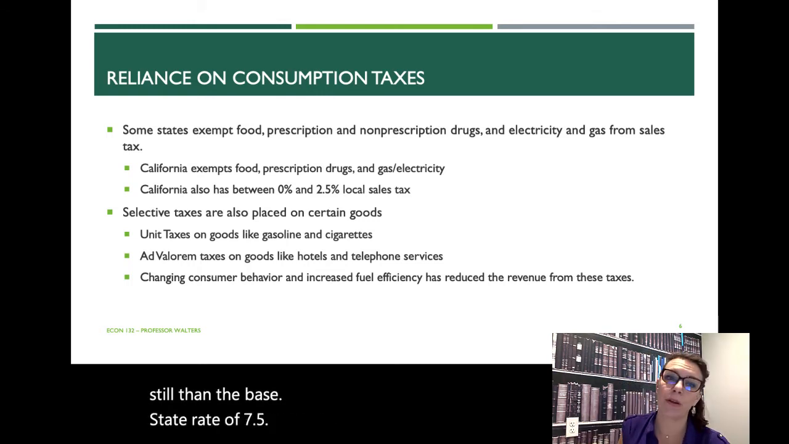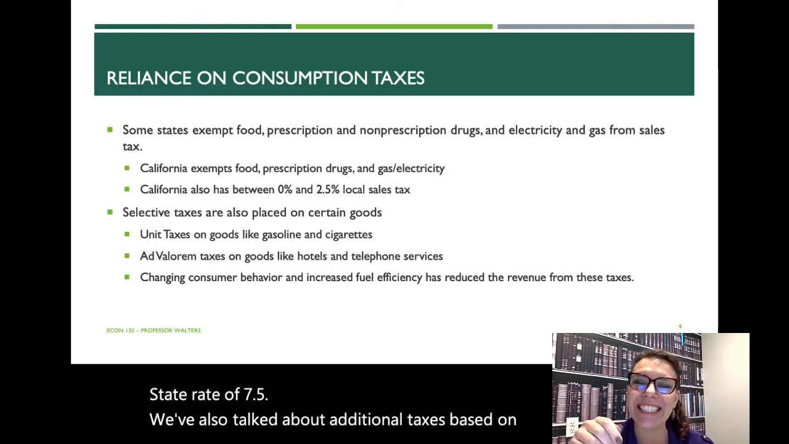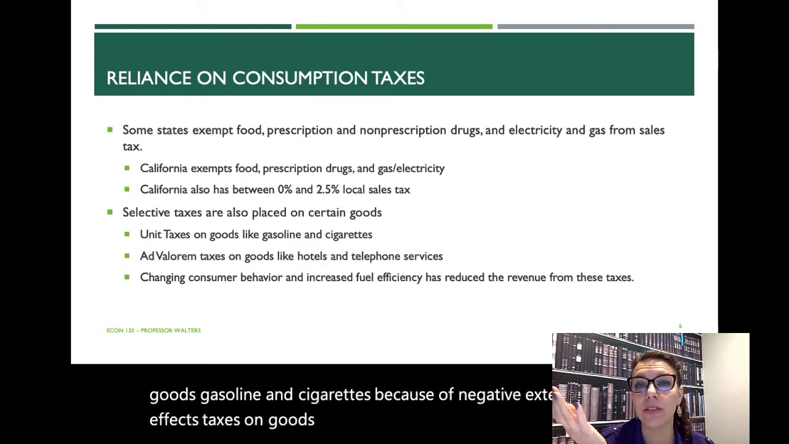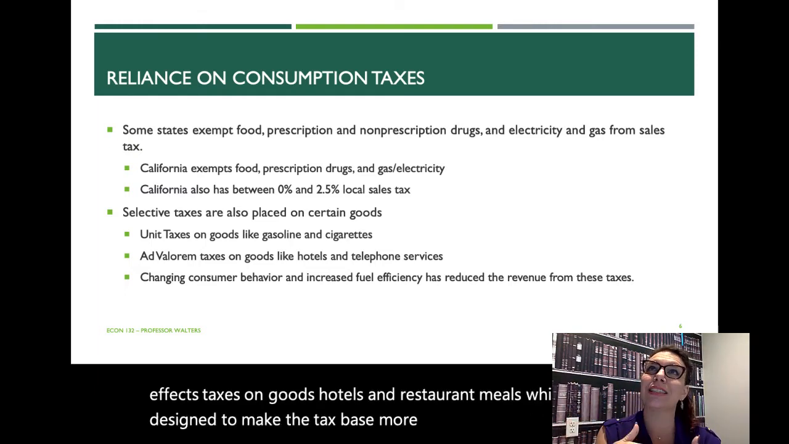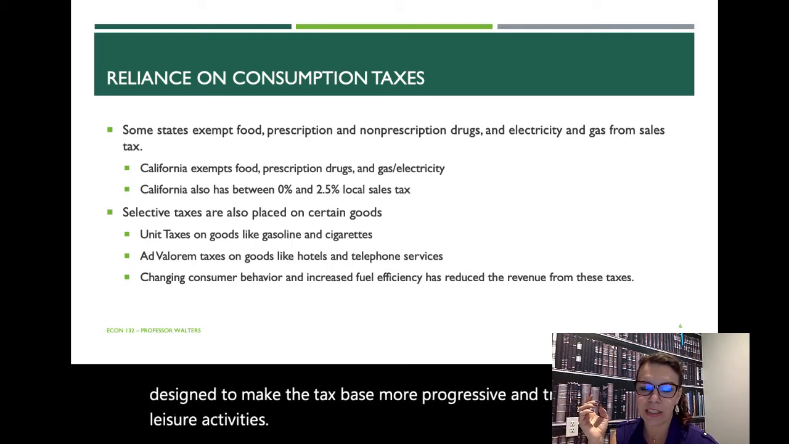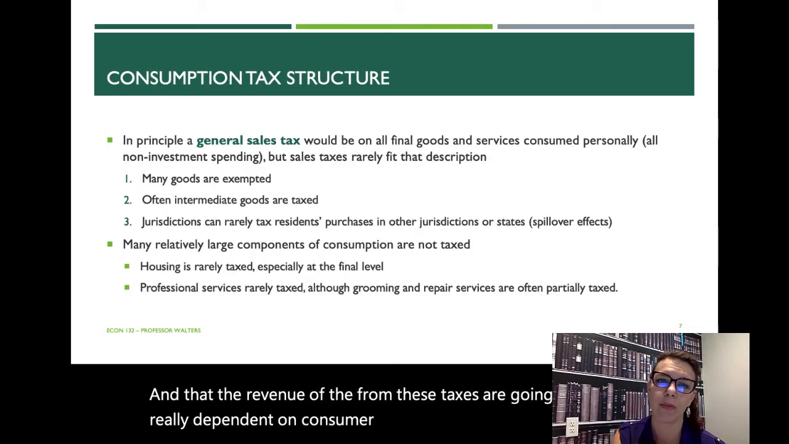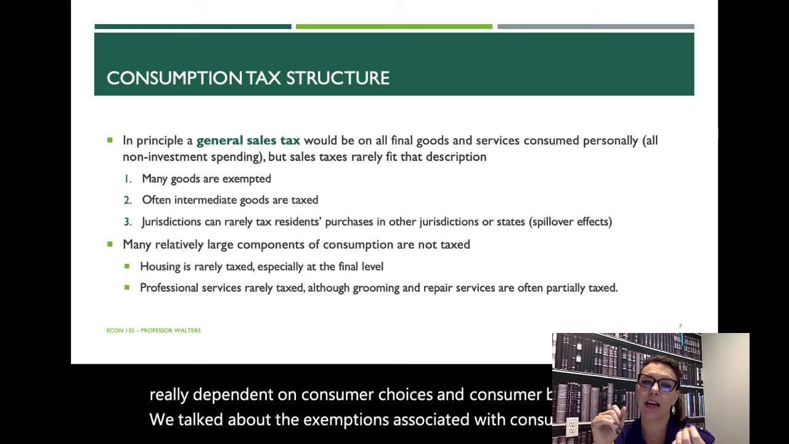We've also talked about additional taxes charged on goods like gasoline and cigarettes because of negative externality effects. Taxes on goods like hotels and restaurant meals, which are designed to make the tax base more progressive and try to tax leisure activities. And that the revenue from these taxes is going to be really dependent on consumer choices and consumer behavior.